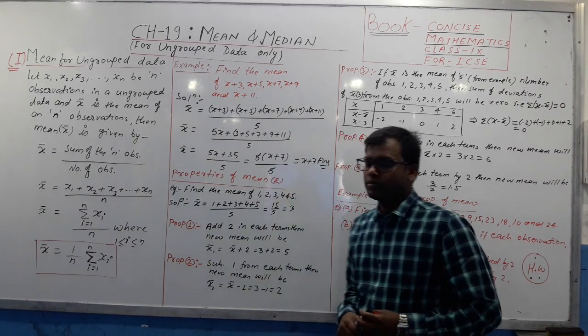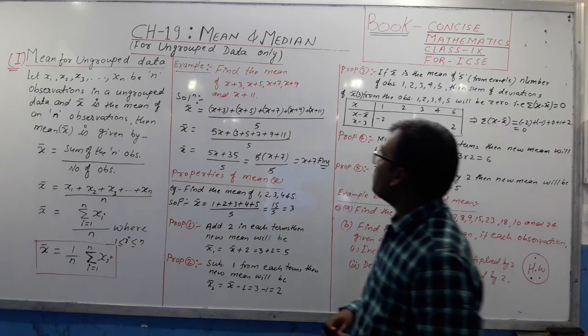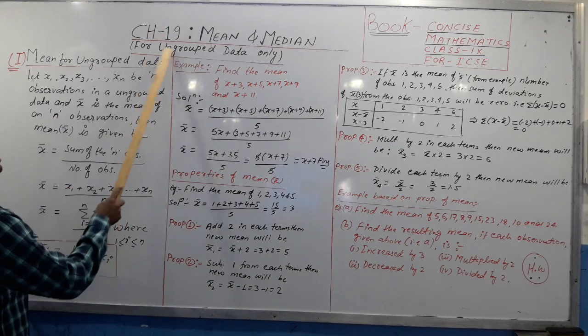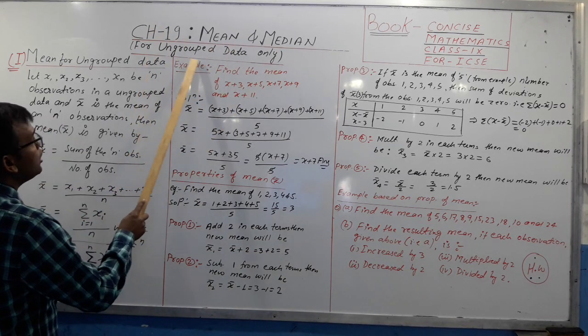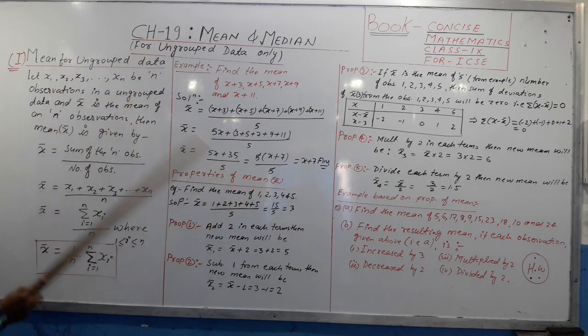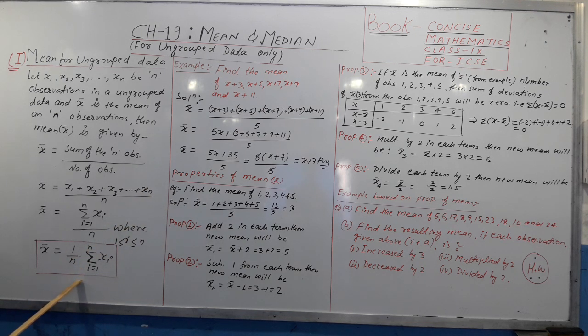Hello everyone. The next topic is chapter 19, Mean and Median, for ungrouped data only. First, let us start with the topic Mean for ungrouped data. This formula we have already learned in class 6, 7 and 8 also. But let me start from the beginning.